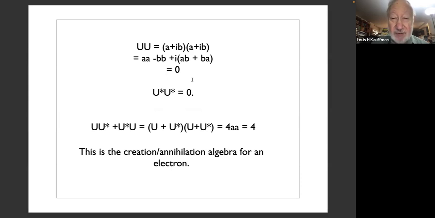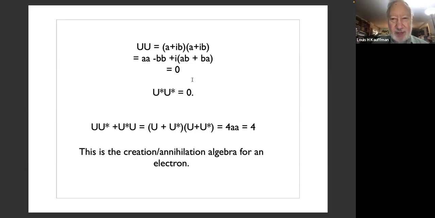Oh, so you see, the Clifford algebra provides a way to create a fermion algebra. Two Clifford elements, A and B, create one fermion. And U star squared equals zero as before. And if I take U star U plus U U star, well, that's the same as U plus U star squared because the extra terms U squared and U star squared go away. And that's 4 times A squared, because U plus U star is equal to 2A, and I get 4. So up to normalizing things a little bit, I get the fermion algebra out of a Clifford algebra.